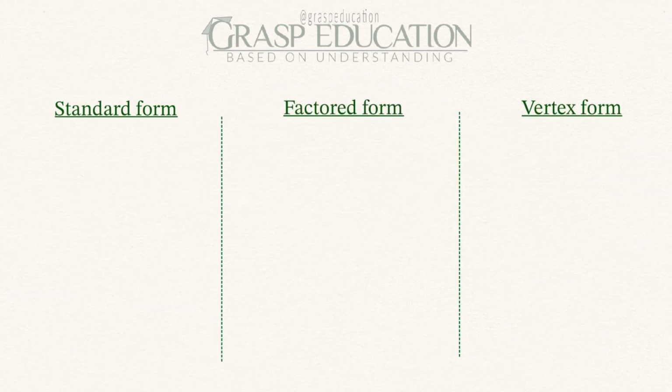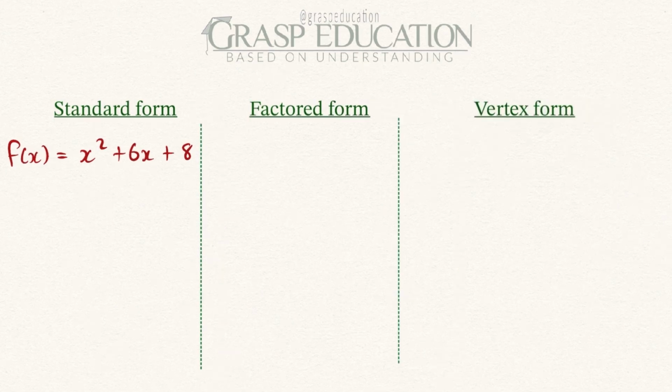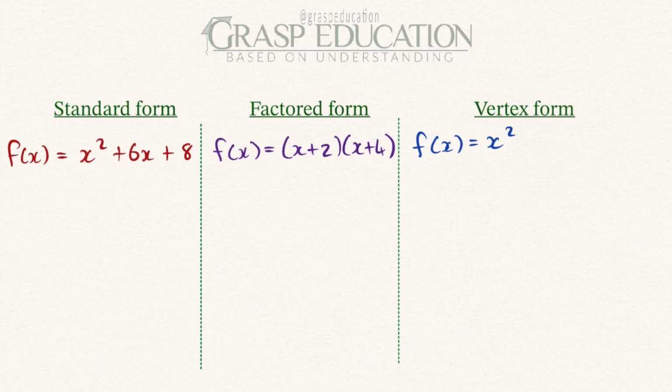Let's now move from standard form to factored form and vertex form and understand why these forms are important. So f of x equals x squared plus 6x plus 8 will be my example. In order to get factored form, we would simply have to factor. If I factored this, it'd be x plus 2, x plus 4. And for the vertex form, I would need to complete the square. By completing the square, I would need that special number. So what I'm going to do is move the 8 to the side, and I'm going to add the special number, and I'm also going to subtract it.